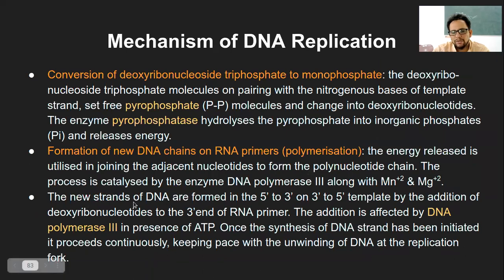So the new strands of DNA are formed in the direction which is 5' to 3', but on the strand which is 3' to 5' template, by the addition of deoxyribonucleotides to the 3' end, because it is going towards the 3' end. So at the 3' end of the RNA primer, it will always keep adding.